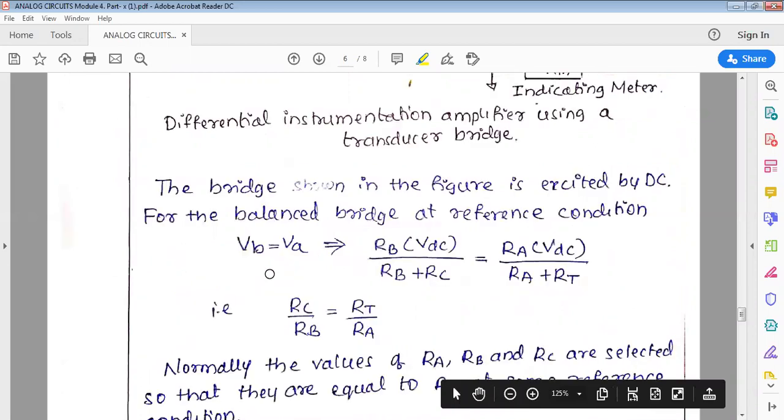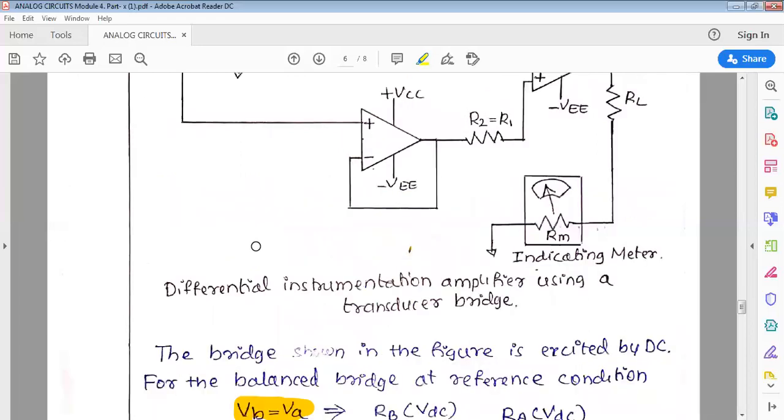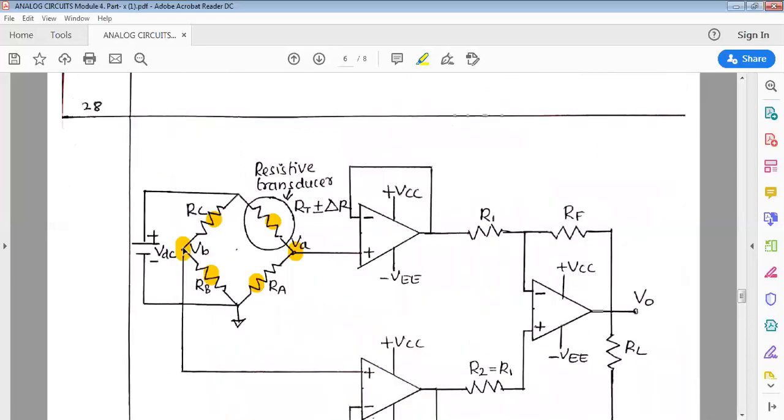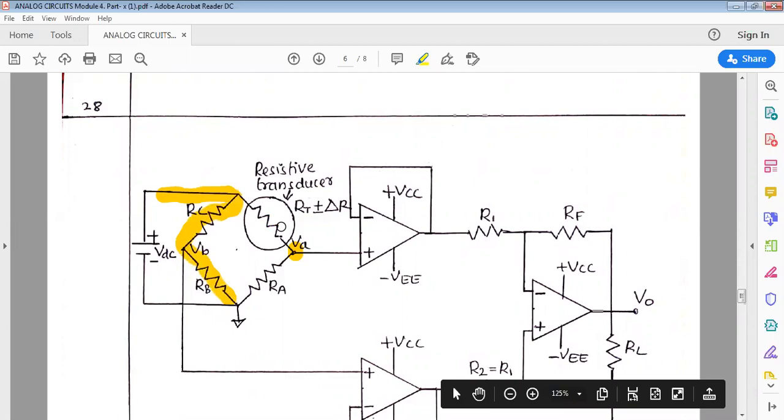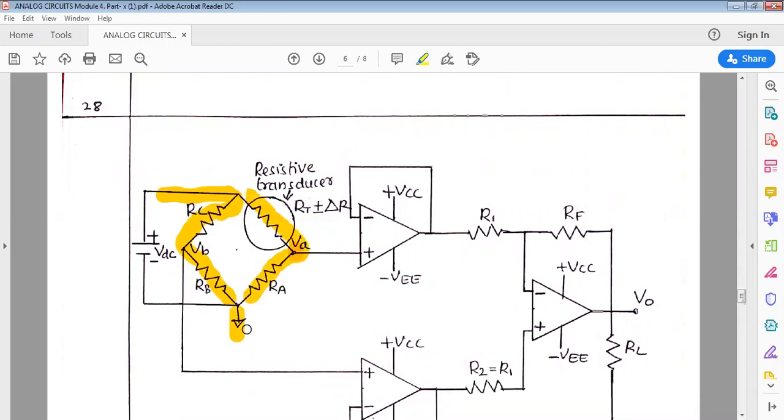So at that time I can write VB equal to VA, right? But what expression can I write for VB? Where is VB? This one. Now the voltage is VDC. Because of this VDC, a current will flow in this path and it will also flow in this path because there is a ground here, right?